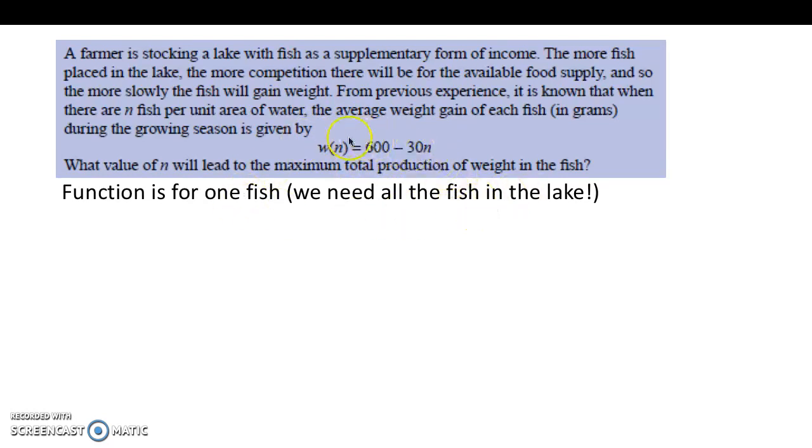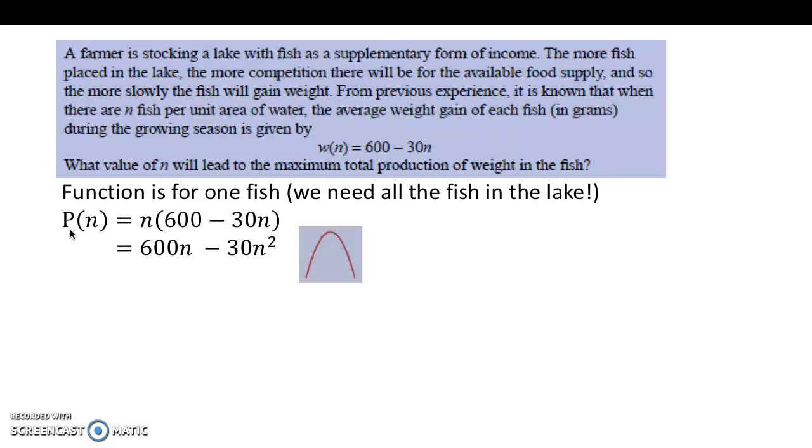So what are we going to do? Well, if this is one fish, we can look at the total number of fish by considering the number they all are together. So not only do we have our original function, which was 600 minus 30, we're now multiplying that by the total number of fish in there to get our production, P for production. From then on, it's very similar to the last one: we're going to find, expanding out.